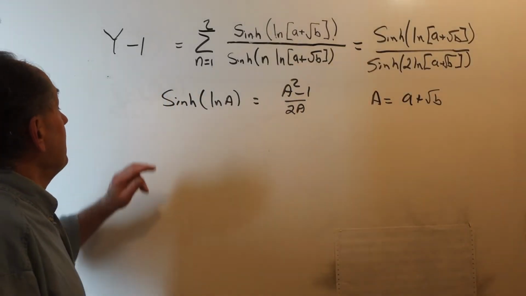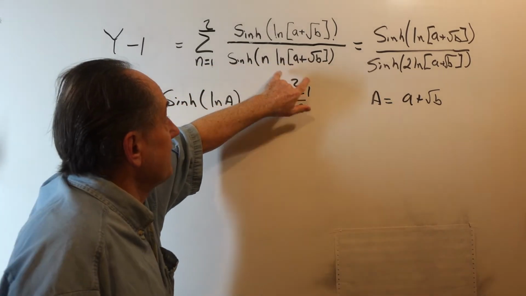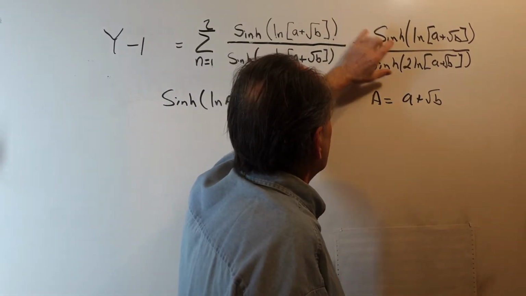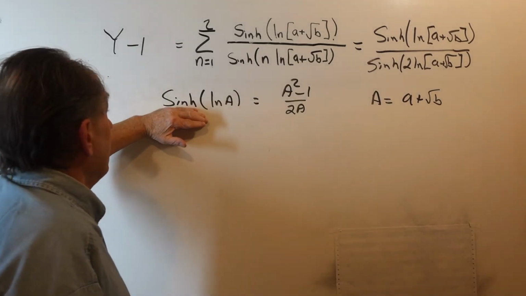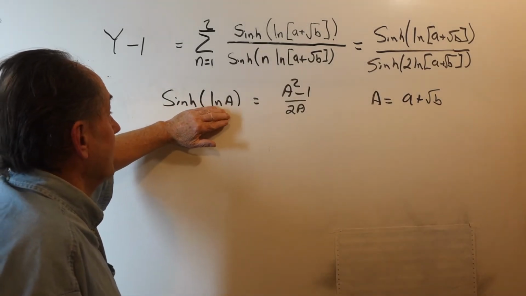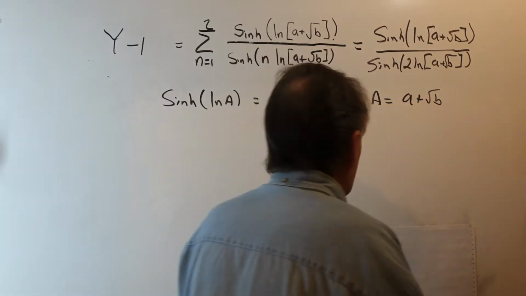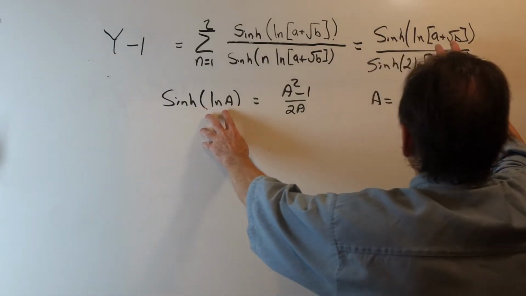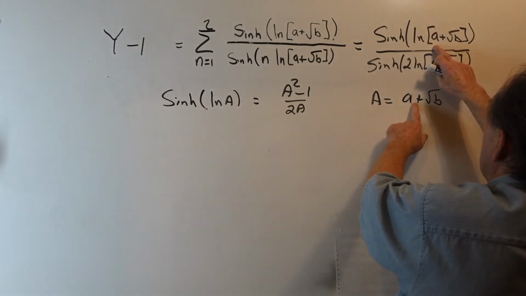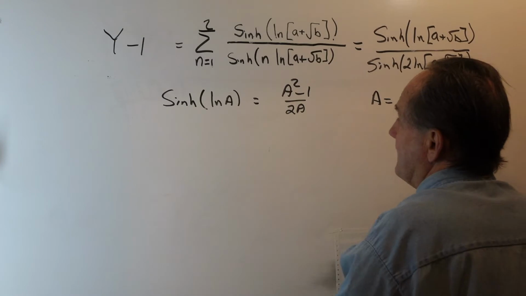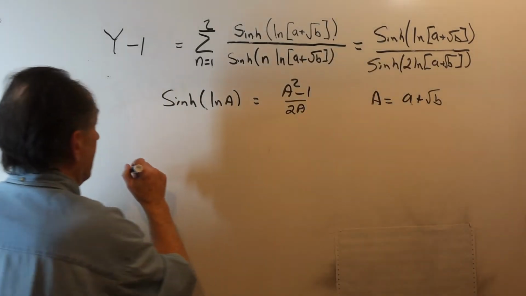Okay, this is what we have so far, that y minus 1 is this sum, which expanded out gives us this. Now I just computed that the hyperbolic sine of the natural log of a is a squared minus 1 over 2a, and we can see that this is of this form where a would be little a plus the square root of b. Now let's find the expression for the denominator.